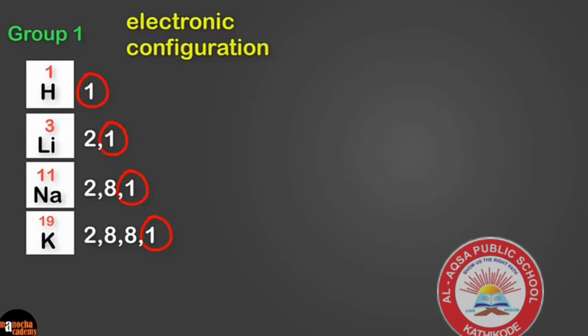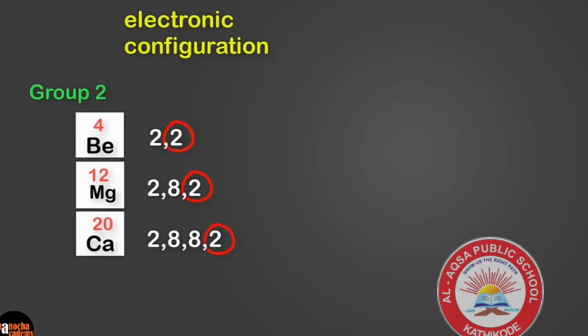Let us discuss how we can find the group number of an element. Now we can see the elements of the first group: hydrogen, lithium, sodium and potassium. When we write their electronic configurations, we can see that the outer electrons, or valence electrons, are the same in number. The valence electrons represent the group number. Here the number of valence electrons is 1. So these elements are included in the first group.